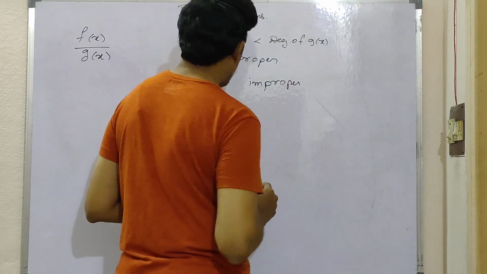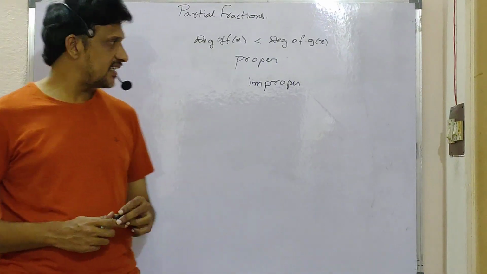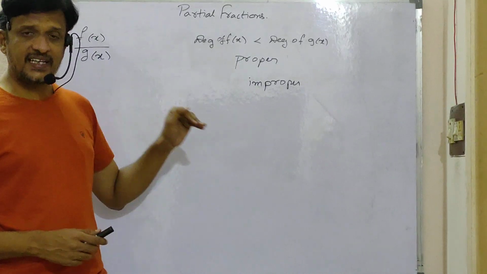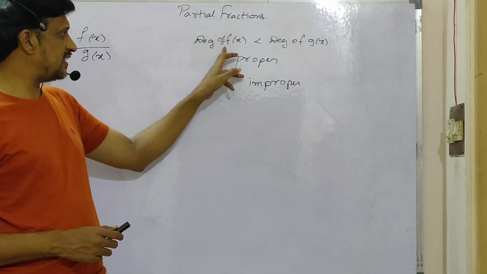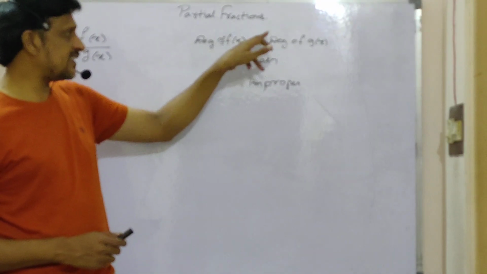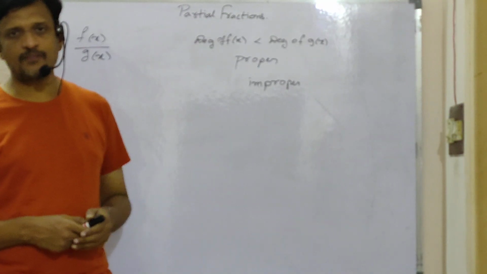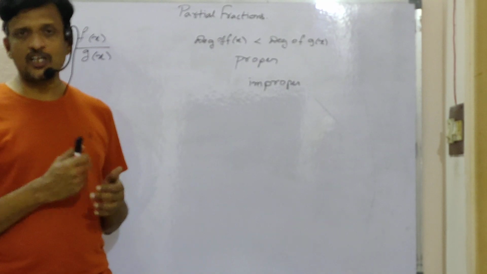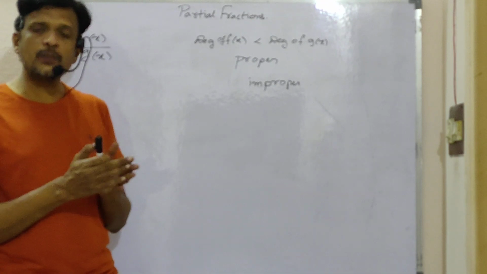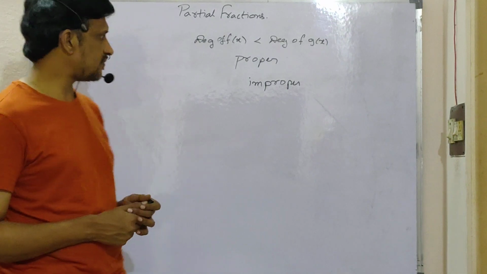If the degree of f of x is less than the degree of g of x, then that is called a proper fraction. Otherwise, it is improper. Otherwise means these two may be equal, or the degree of f of x is greater than the degree of g of x. Two possibilities are there. These are the different models here. In the first part of the topic, we are dealing with proper fractions only, where the degree of the numerator is less than the degree of the denominator.